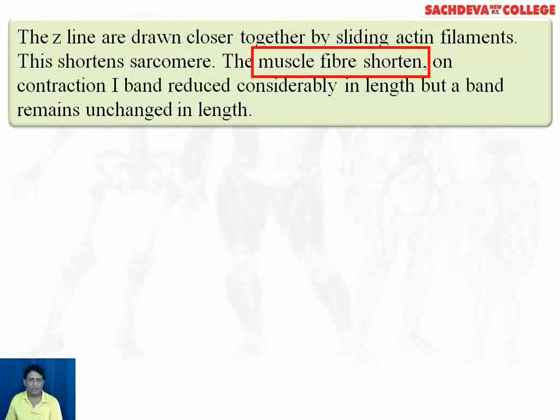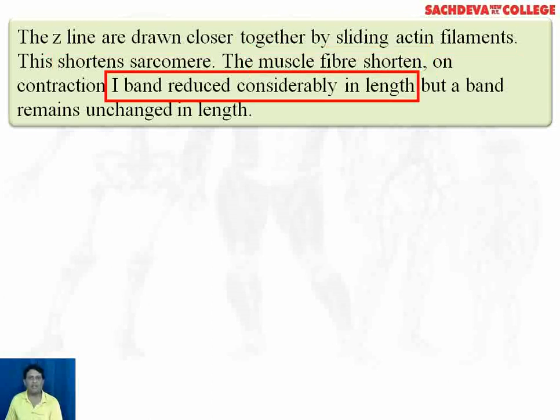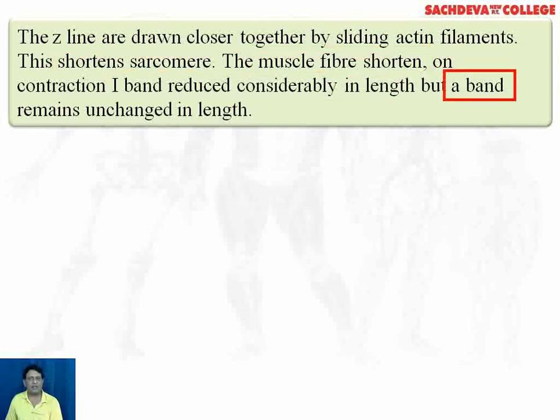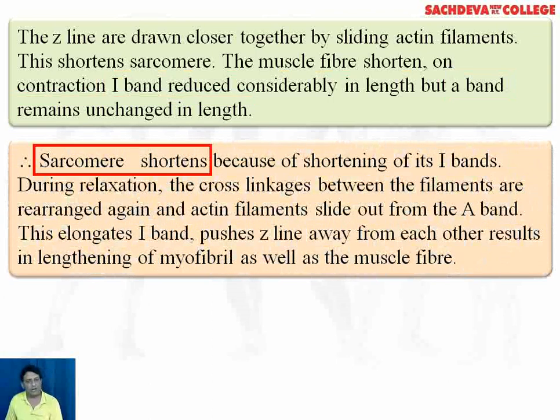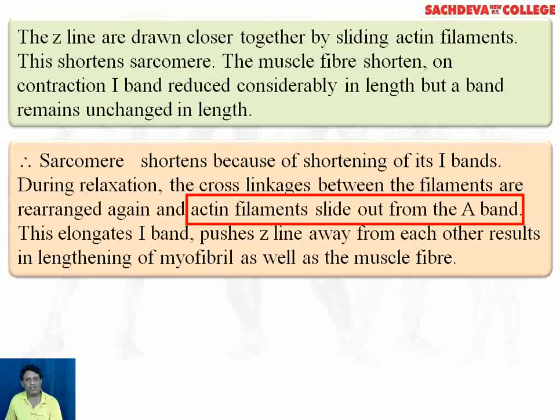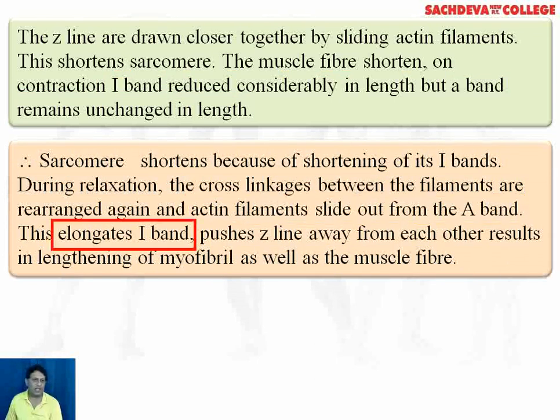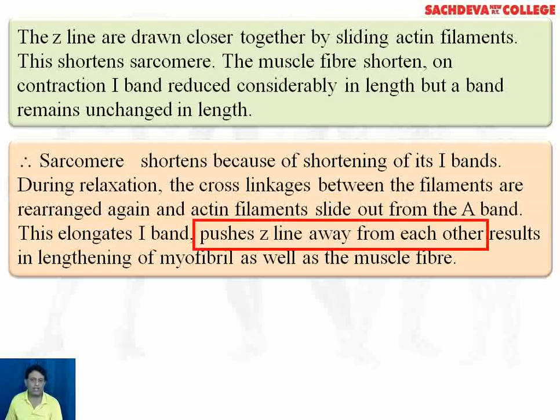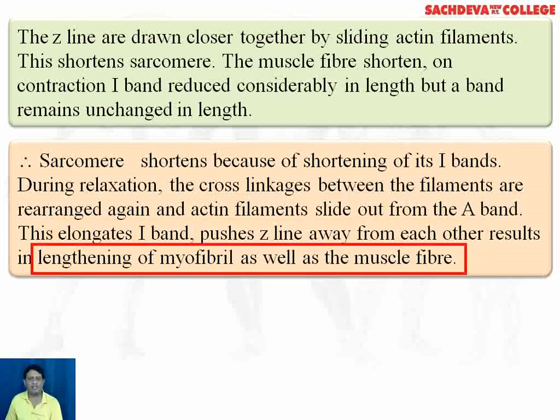The muscle fiber shortens. On contraction, I band reduces considerably in length, but A band remains unchanged in length. Therefore, sarcomere shortens because of shortening of its I bands. During relaxation, the cross linkages between the filaments are rearranged again and the actin filament slides out from the A band. This elongates the I band, pushes Z lines away from each other, and results in lengthening of myofibril as well as the muscle fiber.